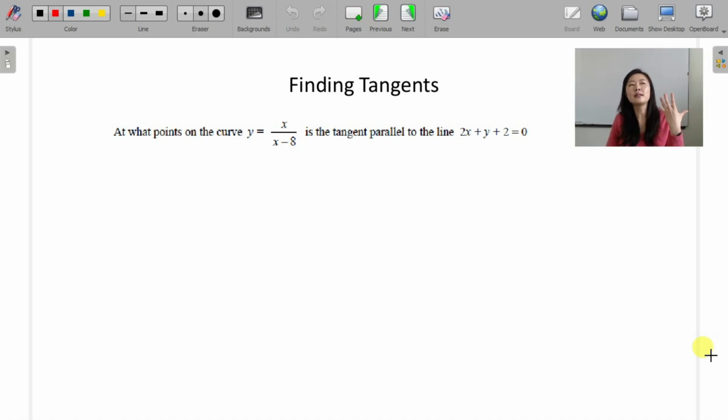So quite often, a lot of the application questions are around finding the tangent, finding the normal, and we'll also explore a little bit the concept of a gradient function and how you draw that as well.